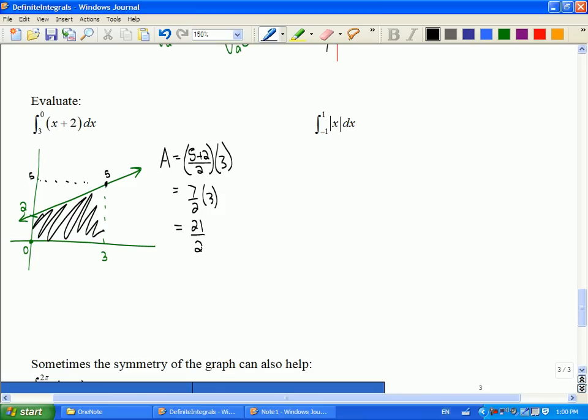So for the first one, you could pick it as a rectangle and a triangle. That's fine. Otherwise, you could pick it as a trapezoid, and you would get 5 plus, well, anyways, you end up with 21 over 2. You could also, if it really freaked you out to do it this way, you could find the integral from, oh, my apologies.